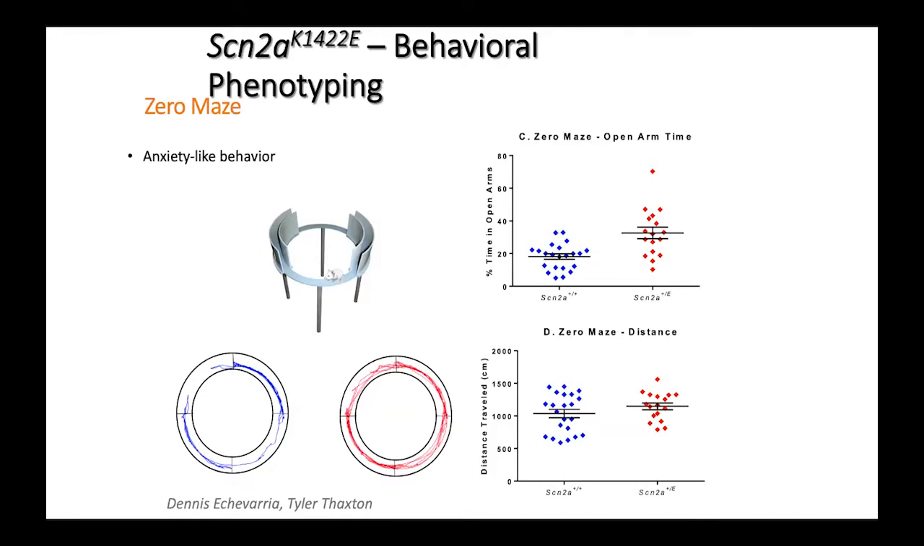So this is a tracing from a wild type mouse. You can see he pokes his head out here a little bit, makes one track across the other open arm, but basically stays in the closed arms most of the time. So again, we see that there's a difference between the wild type and the mutant mice, with the mutant spending more time in the open arm. And again, they travel the same distance.